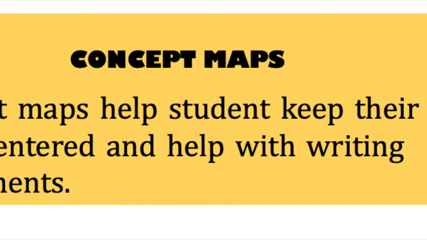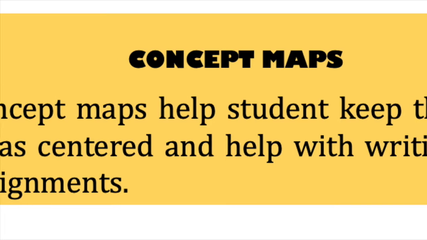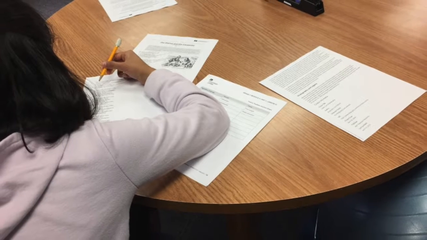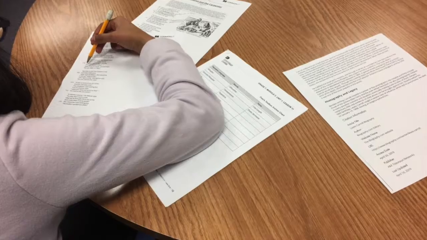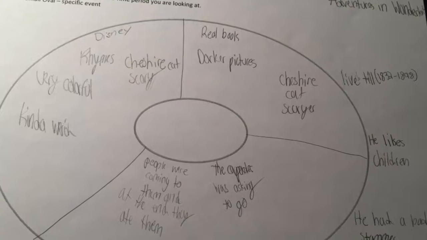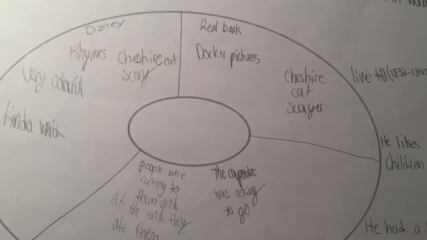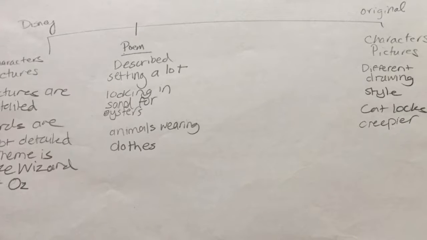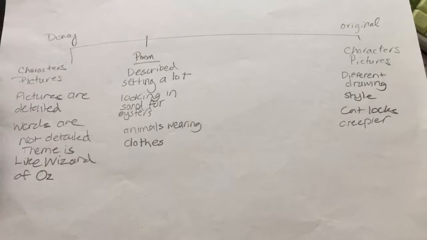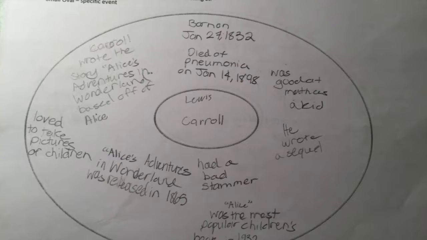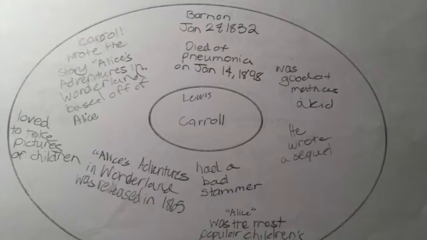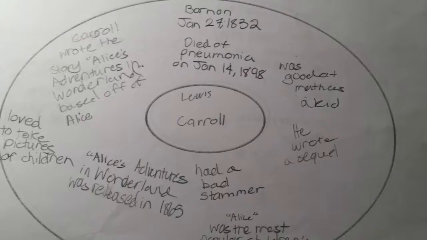Concept maps. To me, it is the cornerstone of helping a student keep their ideas together and get ready to write. In this case, I had the students do circle maps and a tree map, looking at perhaps the different ways that the story was presented in both the Disney version and the original version by Lewis Carroll, or perhaps information about the author.